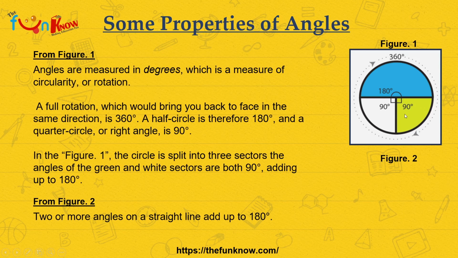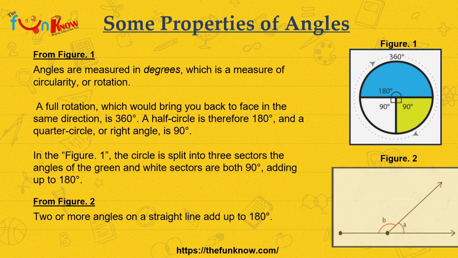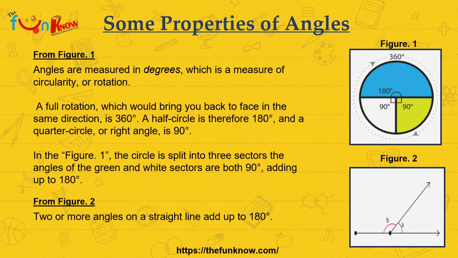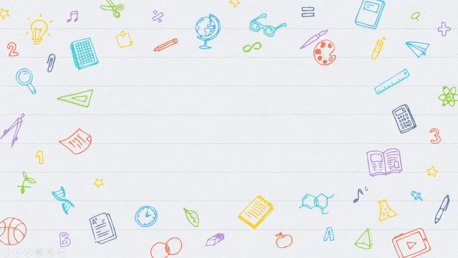In figure 1, the circle has split into three sectors. The green sector, which we can see, is 90 degrees. The white sector, which we can see, is also 90 degrees. But when we add two 90 degrees, that is the green sector and the white sector, we get the blue part, which is 180 degrees. Here, students, you have to remember, when two or more angles on a straight line are added up, they make 180. Just see the figure. If two or more angles are added and they are forming a straight line, that means the angle which they are forming is 180 degrees.